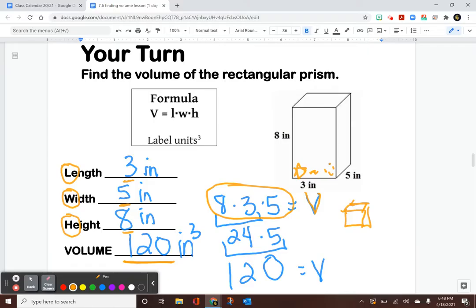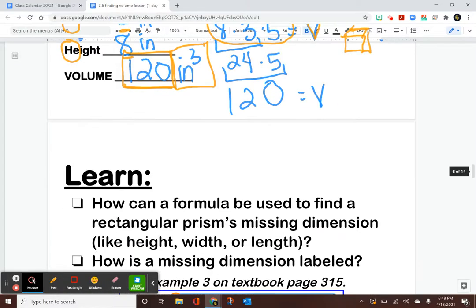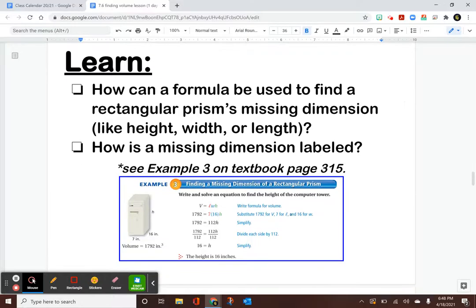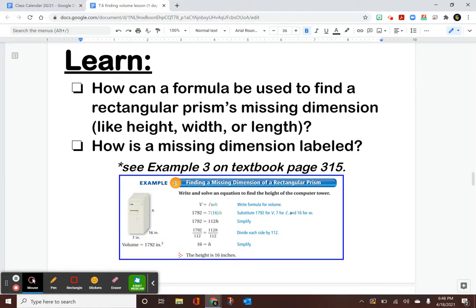How'd you do using this formula? Did you get the correct solution? Did you remember to label your units cubed? So it's a pretty easy formula to use because we're really just multiplying some numbers together.